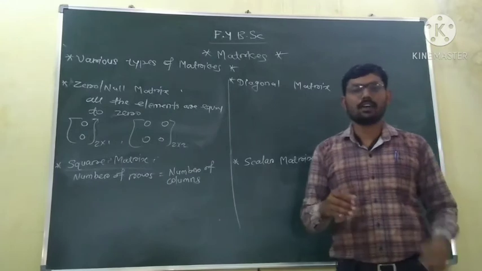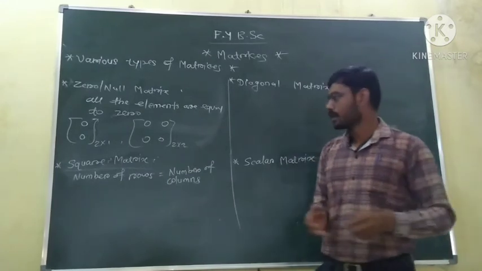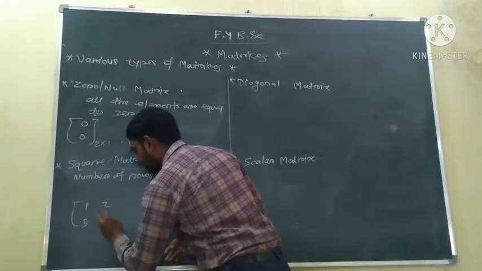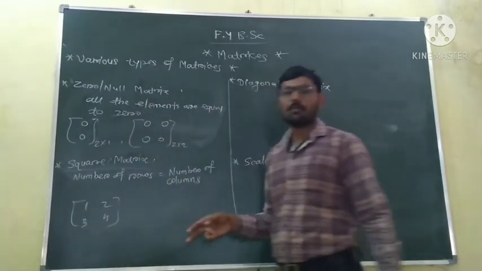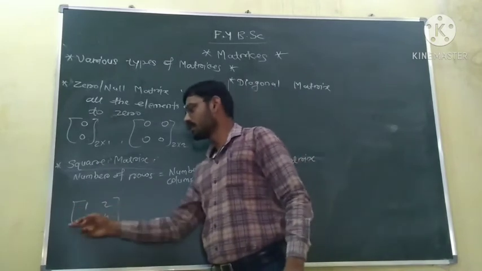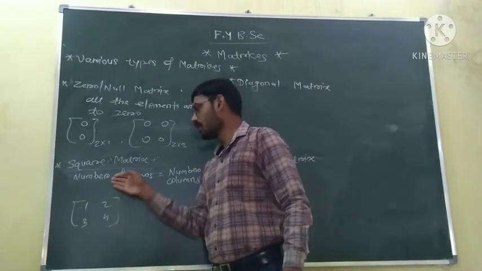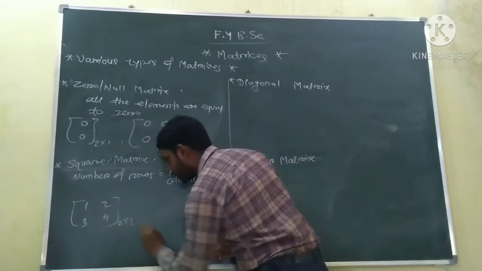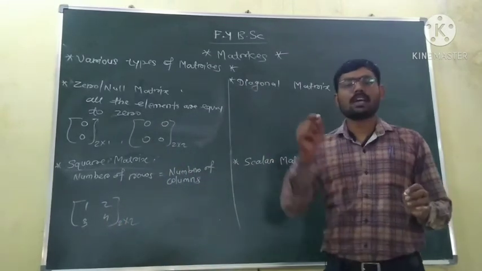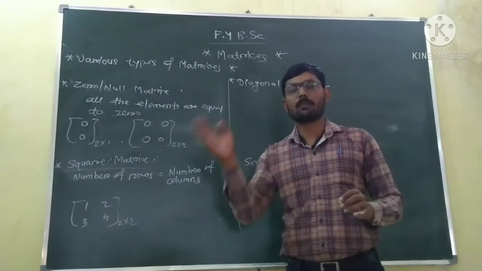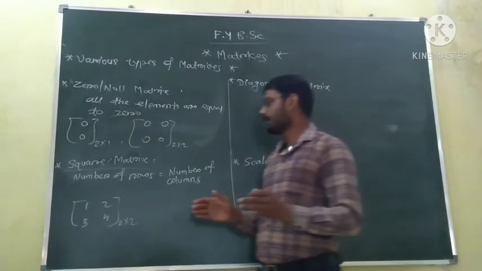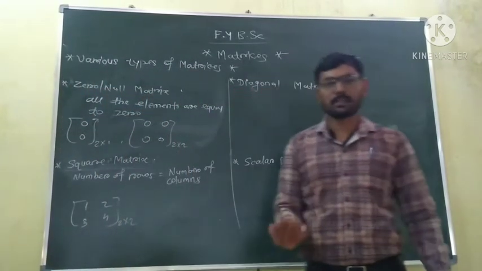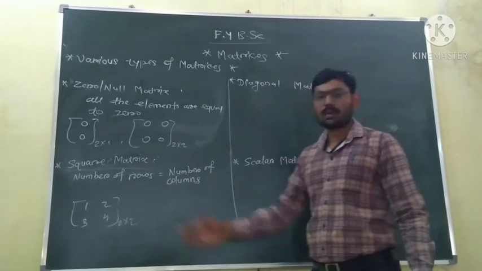Such matrices are said to be square matrices. For example, the matrix 1 2 3 4. How many rows are there? This is the first row, this is the second row, this is the first column, this is the second column. So 2 rows and 2 columns, so the matrix is of order 2 by 2. So a matrix of order n by n, where the number of rows is equal to the number of columns, is said to be a square matrix. Very simple type. Square matrix means the number of rows equals the number of columns.